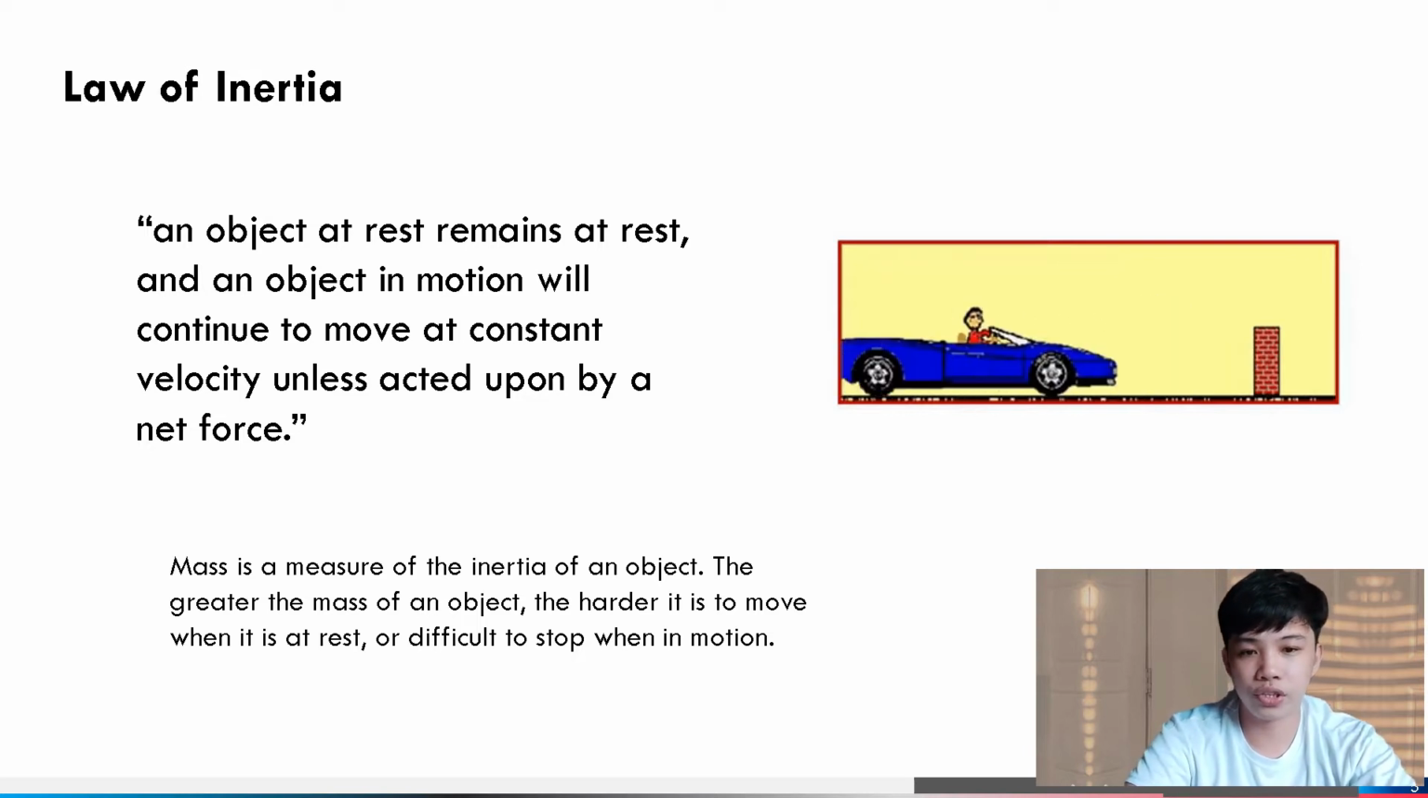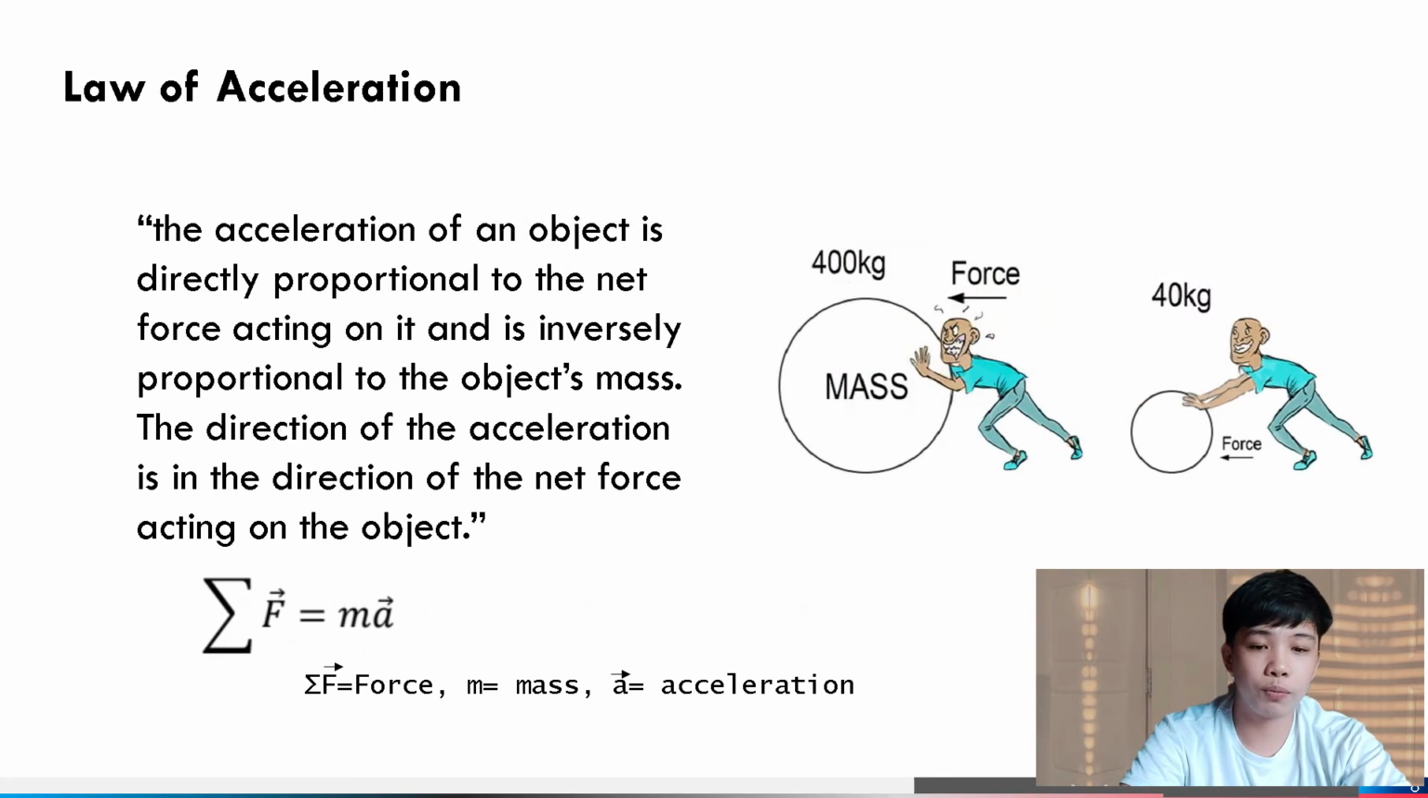The second law of motion, which is the law of acceleration, states that the acceleration of an object is directly proportional to the net force acting on it and is inversely proportional to the object's mass. The direction of the acceleration is in the direction of the net force acting on the object. To simplify the statement, we have here the formula: the summation of net force is equal to the mass times the acceleration of the object.